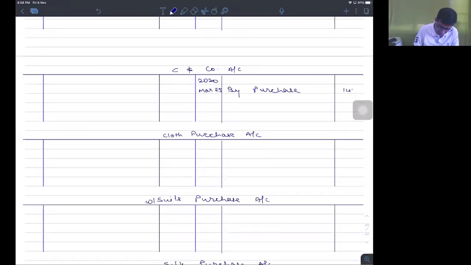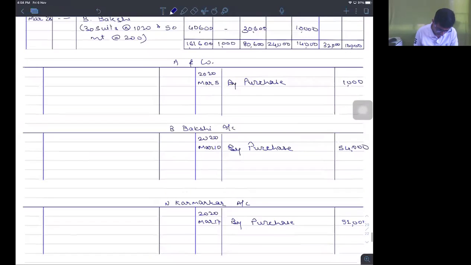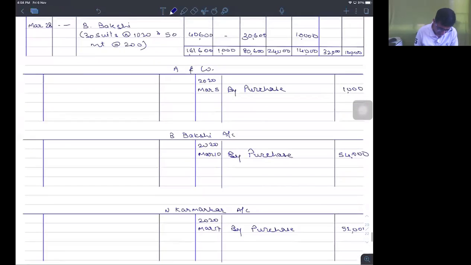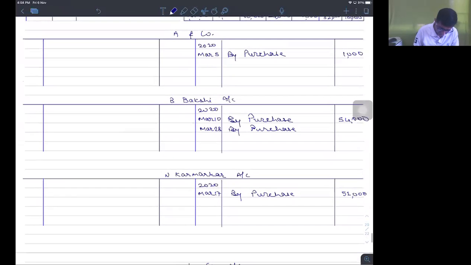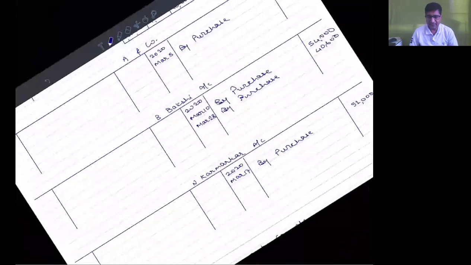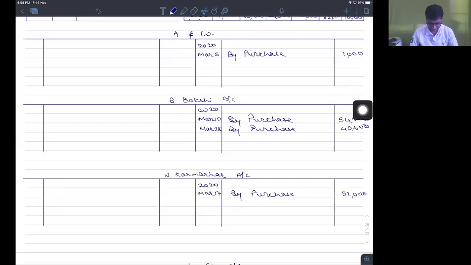By purchase 14,000. Correct. And then we purchased from B Bakshi again on March 28. So directly, B Bakshi account, credit side, March 28, by purchases 40,600. Am I right? I'm still not doing the balancing of these ledger accounts, because the concept of balancing is what we still have to understand. All right.